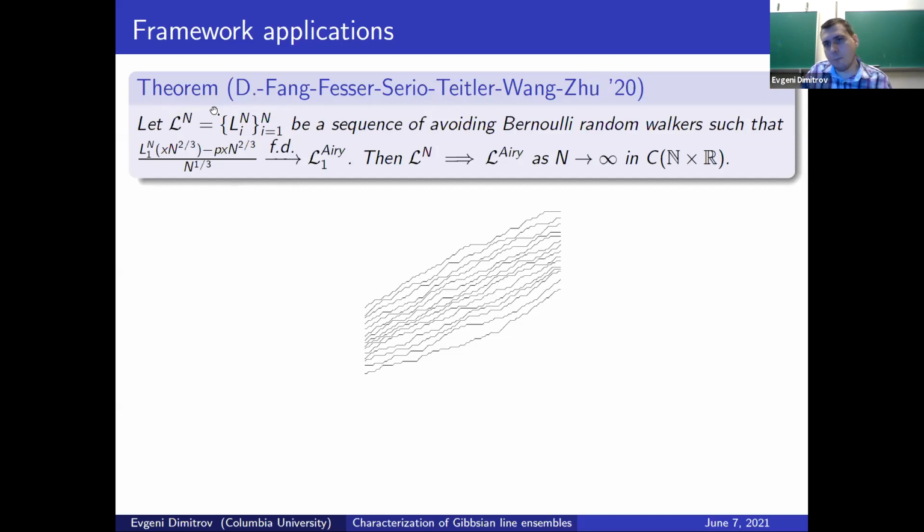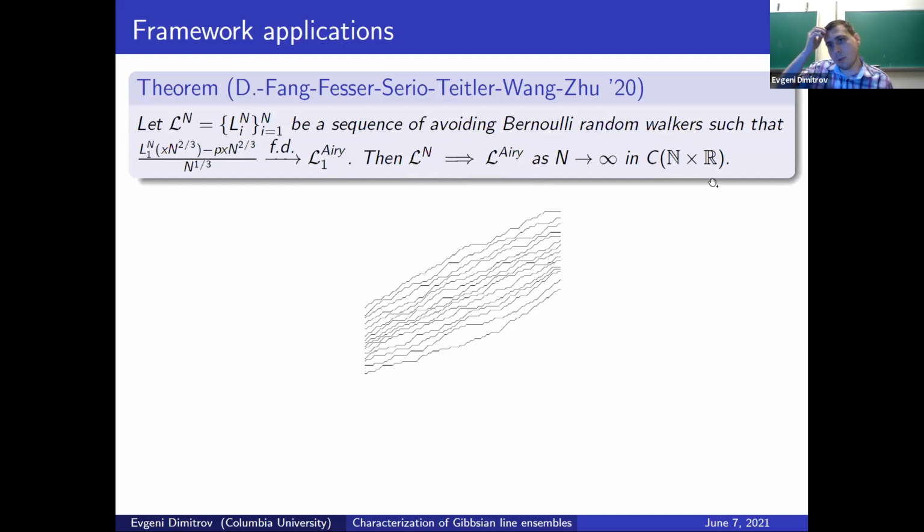avoiding Bernoulli random walkers, so you assume that they start from whatever you want, random or deterministic initial configuration, and they terminate at some random or deterministic configuration, and maybe they're conditioned to stay above some function. And you assume that under suitable scaling, the top curve converges in the finite dimensional sense to the parabolic Airy process, then you can conclude that the full ensemble needs to converge in this uniform sense.